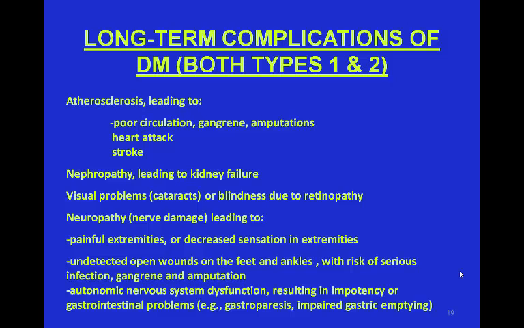If the nerves being affected are in the autonomic nervous system, other problems can occur, such as impotency in men or gastrointestinal problems, including one called gastroparesis, in which the stomach doesn't empty in a normal fashion. The food may stay in the stomach for 4 to 6 or even 8 hours, resulting in nausea and vomiting and just a general terrible feeling all over for that person.